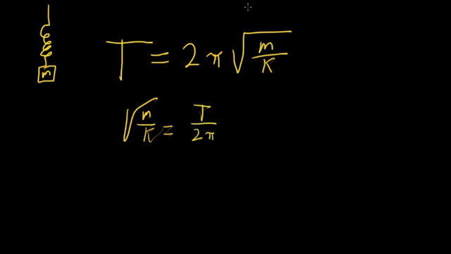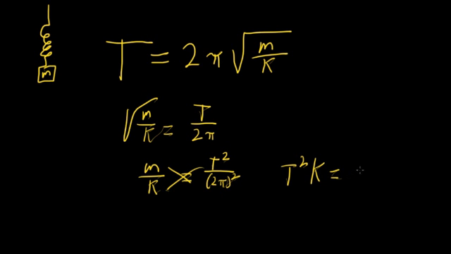Okay, so then we have to square both sides, so it would be m over k equals t squared over 2 pi squared. Okay, then we could cross multiply this, and we'll get t squared k equals m times 2 pi squared. And then that should be pretty easy to solve for either k or for m. You just divide both sides.